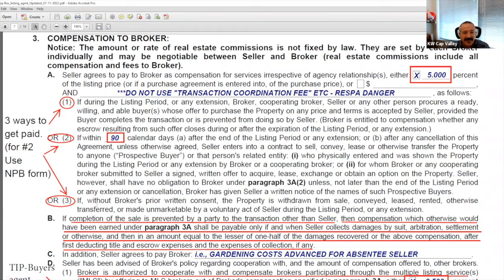Also, if without the broker's prior consent in writing, the property is withdrawn from sale, so the seller withdraws it, conveyed, leased, rented, or otherwise transferred or made unmarketable by a voluntary act of the seller during the listing period or an extension, you are technically owed a commission. Now, that would be difficult to enforce. You're probably going to end up going to small claims court, things like that, but it is an option that's available. Again, I think public relations wise, it could probably work against you.